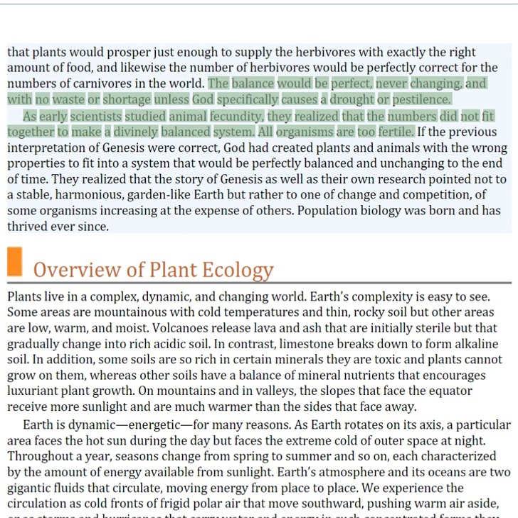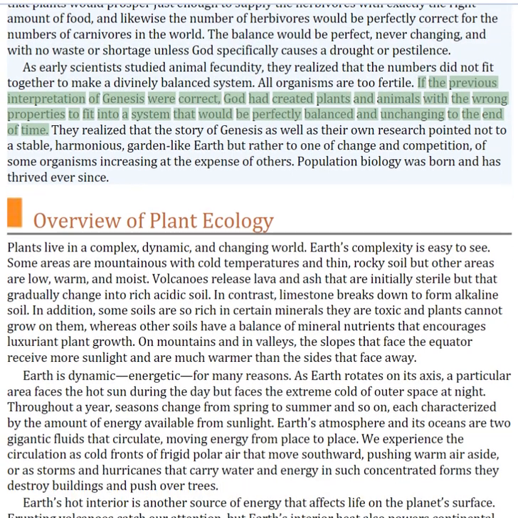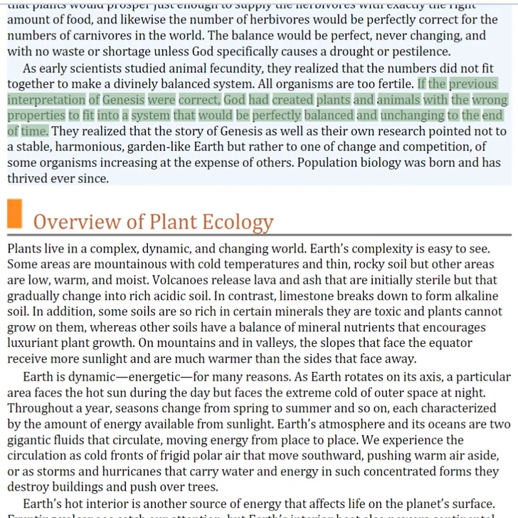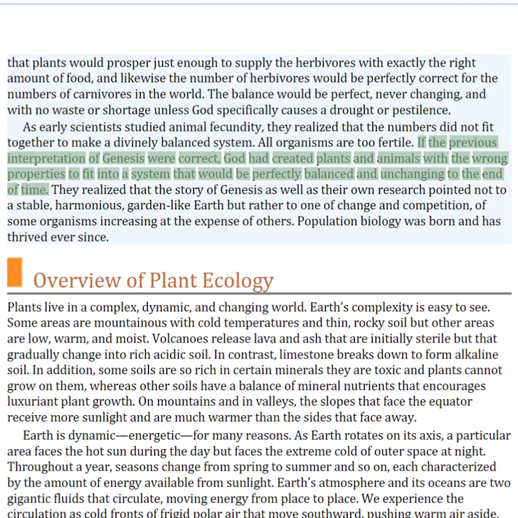As early scientists studied animal fecundity, they realized that the numbers did not fit together to make a divinely balanced system. All organisms are too fertile. If the previous interpretation of Genesis were correct, God had created plants and animals with the wrong properties to fit into a system that would be perfectly balanced and unchanging to the end of time.